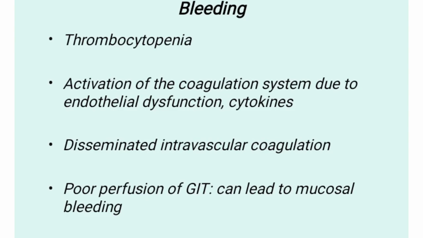Bleeding is also seen in dengue. The reasons for bleeding again are multiple, starting from thrombocytopenia. As previously we have seen, there is low platelet count, as well as activation of the coagulation system due to endothelial dysfunction, DIC, that is disseminated intravascular coagulation, and hypoperfusion of the GIT, because there is a hypoperfusion state. Perfusion of the GIT is low. GIT endothelium and GIT structures are at risk of bleeding. And also drugs are being used, although not recommended, in the form of steroids or NSAIDs, that also increase the risk of bleeding in dengue patients.